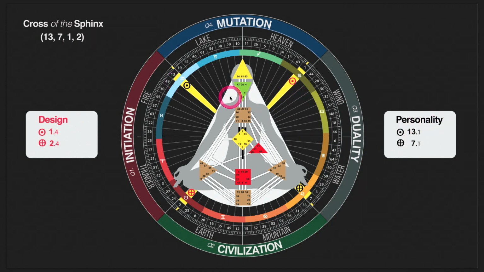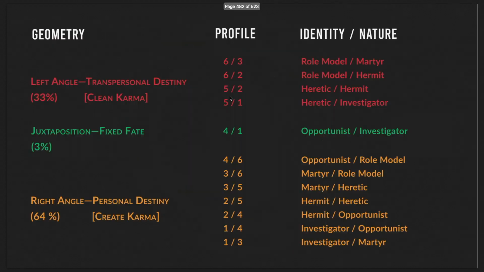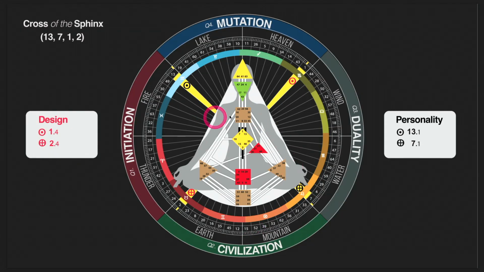So someone born hours later that day is going to have a different profile. What are they going to have? Now we've still got the investigator consciously, but unconsciously, this is going to be an opportunist. This is a line 4, operating differently than a 3rd line, the martyr, a totally different profile. So that's really fascinating.